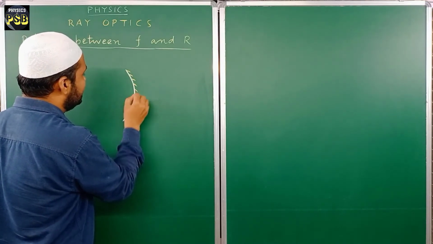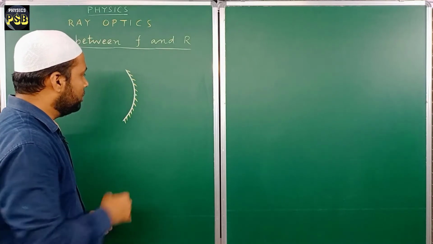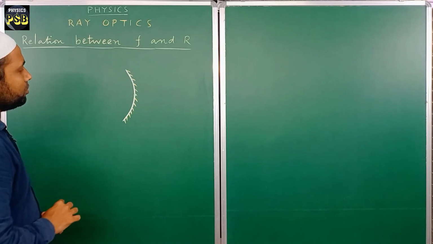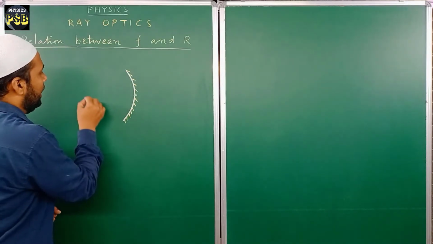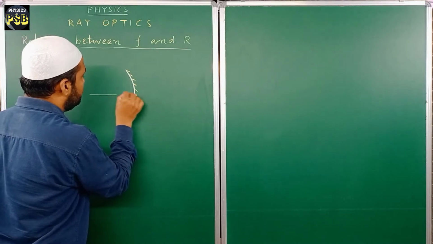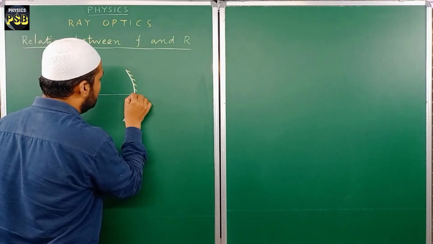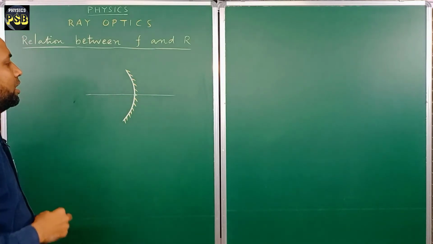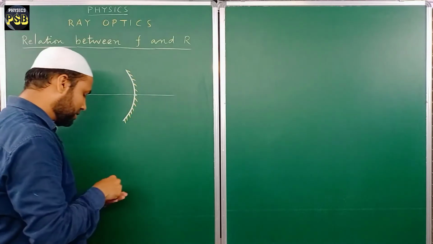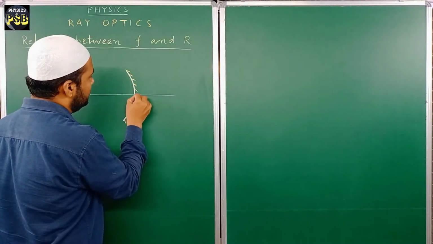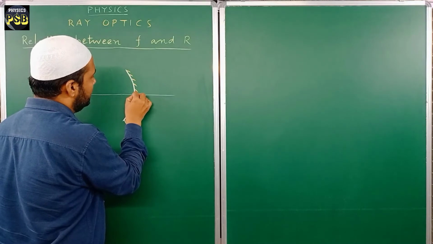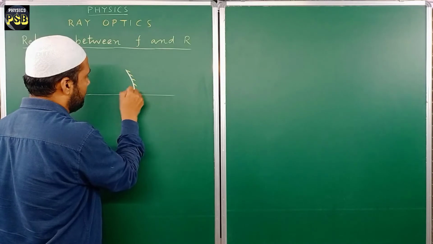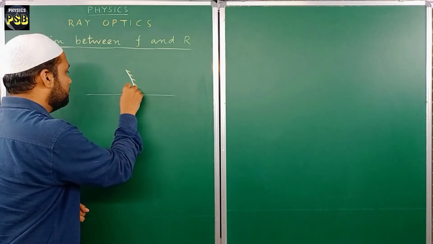Here I take the center of this mirror. We call the geometric center of a mirror the pole, and the line which passes through this pole is referred to as the principal axis. So this is the principal axis, and this geometric center of the mirror is called the pole.